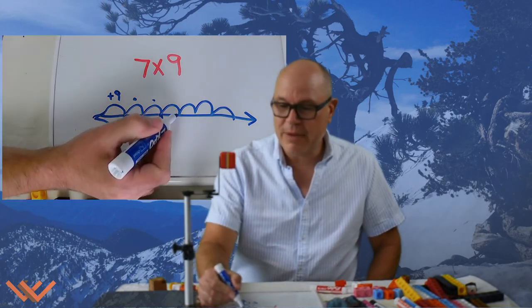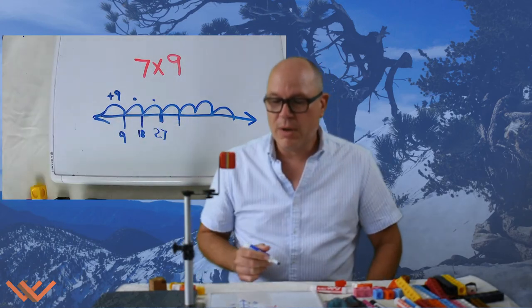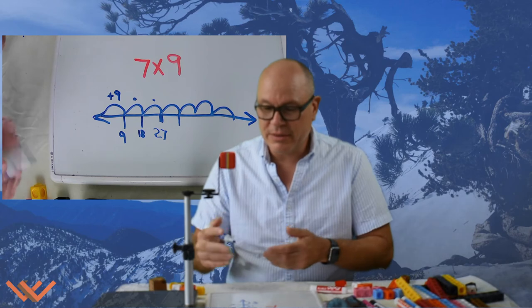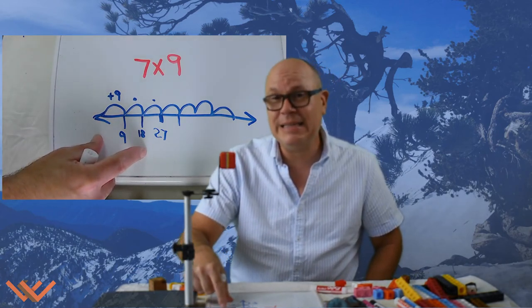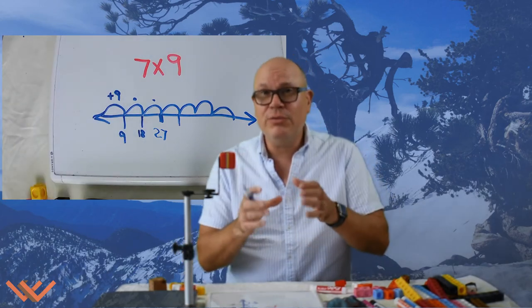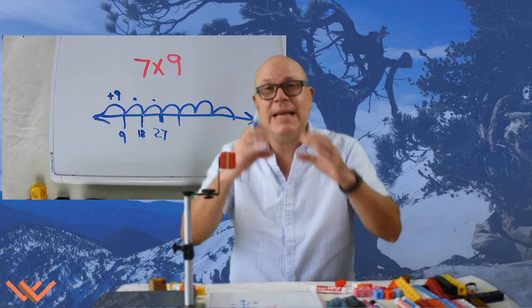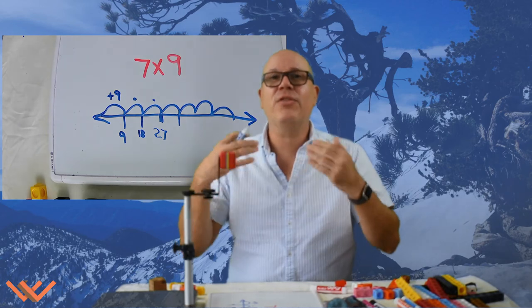Now, we have 4 times 9. Well, we can build on, we can do the 10 and other things, but we already know what 2 9s are. That's 18. So if we add 2 9s with 2 9s, that's going to be 18 plus 18. That's going to be 36.